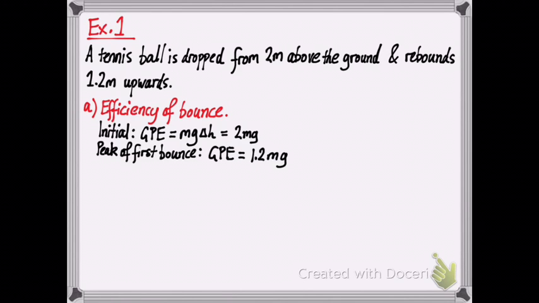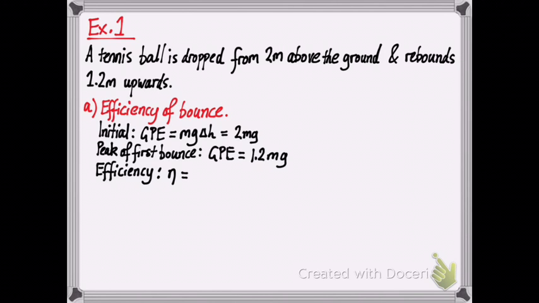We'll see later on. We also need to know the total energy after the first bounce at its peak height. We know that it bounces 1.2 meters up, so Δh is now 1.2 meters. m and g we still don't know, but at the peak of its first bounce, the kinetic energy is also 0. So the total energy is just, again, the GPE.